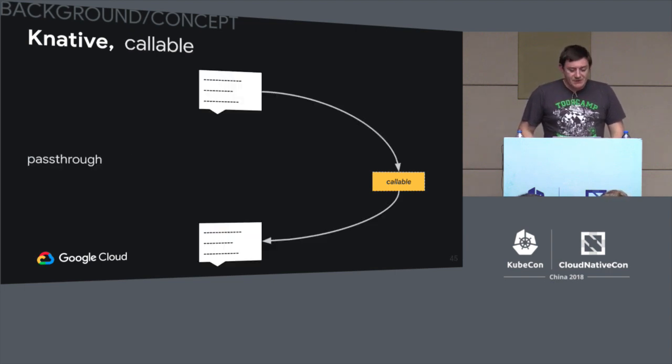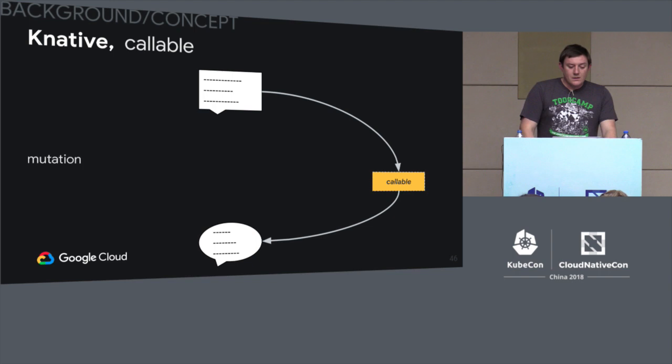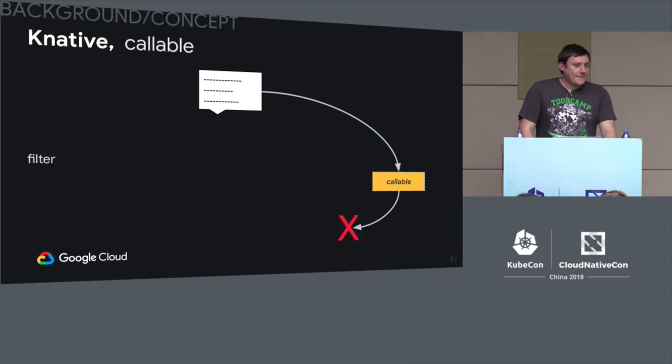Those callables are interesting because you can choose to use them like a filter. Here's a pass-through filter. Or it can mutate the event. Or it could filter the event out entirely.